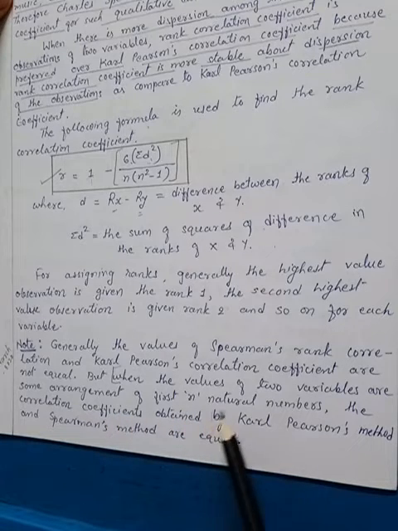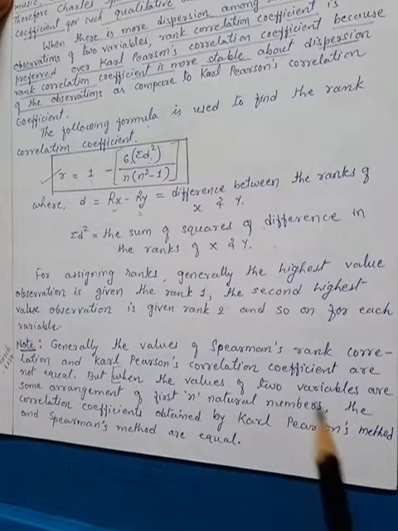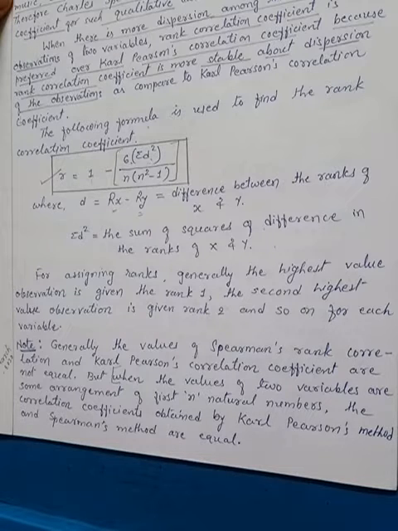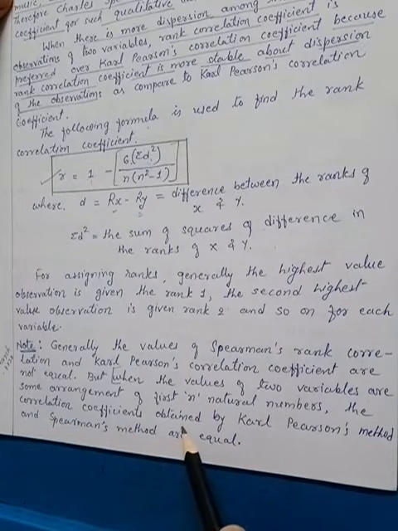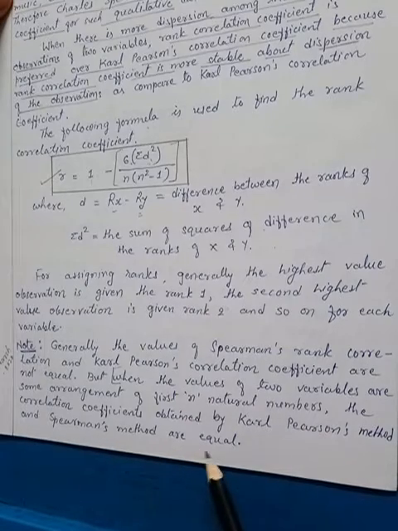of first n natural numbers. Values of two variables are some arrangement of first n natural numbers. Arrangement of first n natural numbers means like 1, 2, 3, 4, 5, like this. That is known as an arrangement of first n natural numbers. The correlation coefficients obtained by Karl Pearson's method and Spearman's method are equal.